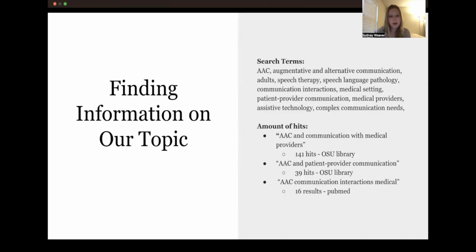So this is a little bit about how we found information on our topic. You can see some of the search terms that we used and the amount of hits. So in quotations, those are some of the things that we searched to find our articles: AAC in communication with medical providers, AAC in patient-provider communication, and AAC communication interactions medical. And then you can see that we got a decent amount of hits, which was helpful.